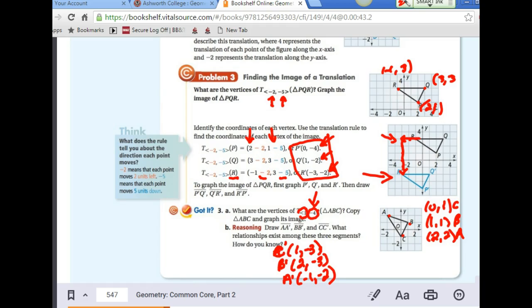If I were to regraph those, it would be the same shape and same size of that triangle, but the triangle would have moved to the right 1 and down 4, as you would notice. Okay? Hope this was helpful.